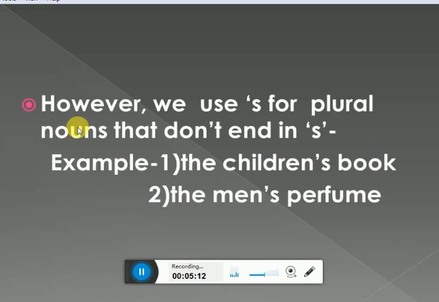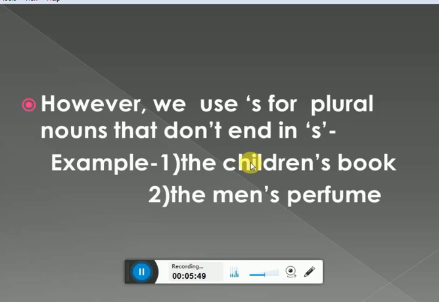However, we use apostrophe S for plural nouns that don't end in S. The symbol shown earlier is incorrect; it should be like this, inverted. There are some irregular nouns, meaning some plural nouns that don't end in S. For those nouns, we use an apostrophe S to show possession. We put the apostrophe before S, not after S.